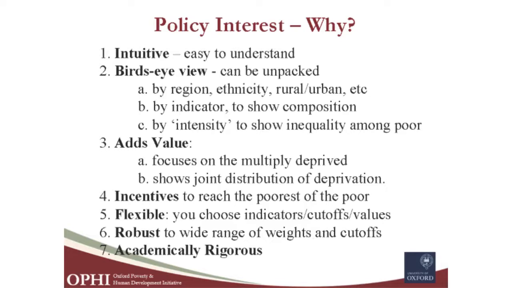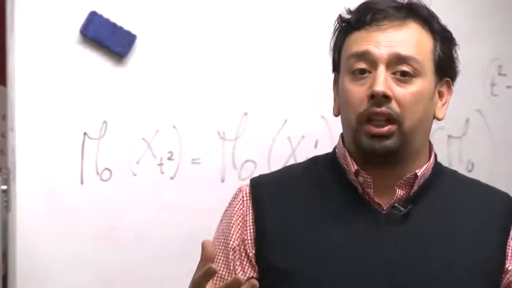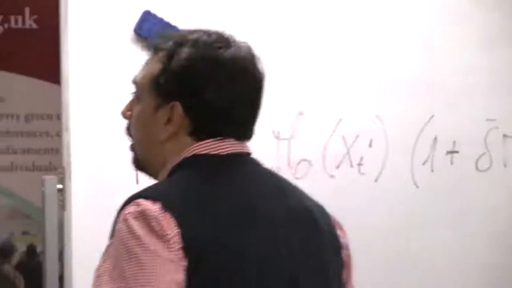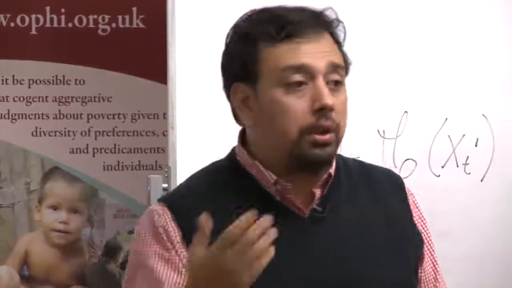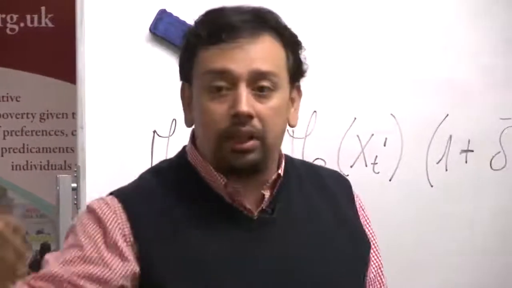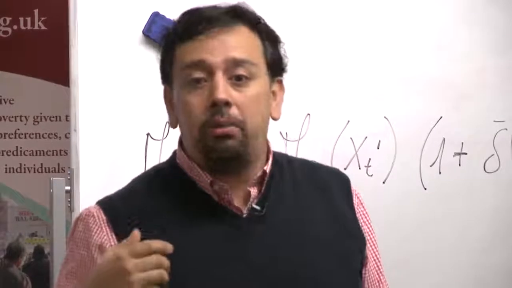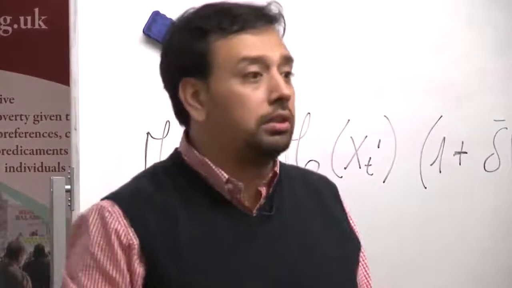Those are: because we're looking for an intuitive measure. We don't want a measure that complicates our life, that is impossible to communicate to people. Because we want to have information at different levels. Probably the president is worried about poverty at the national level, our situation compared with our neighbor countries, or maybe the situation across regions.